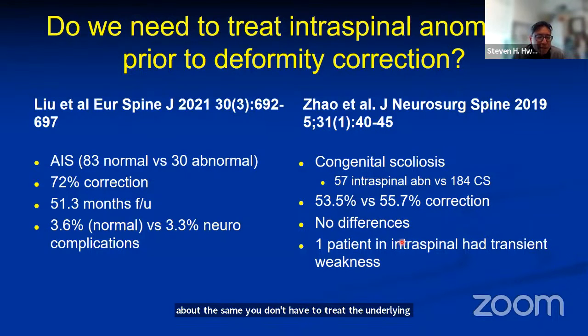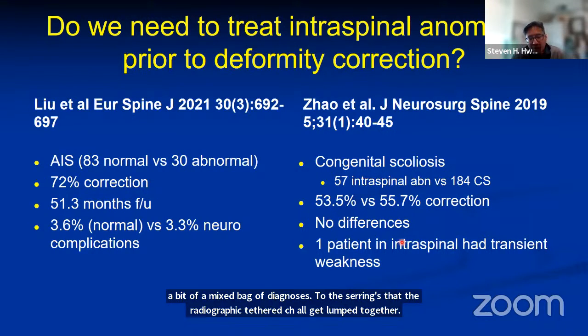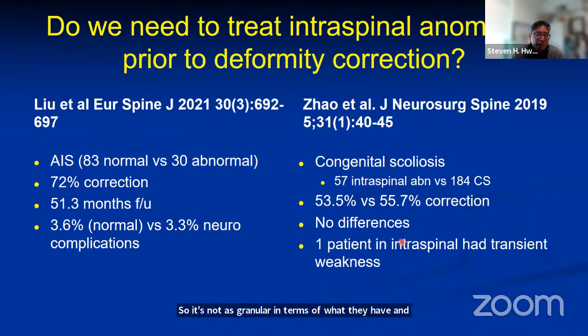Part of the problem with a lot of these articles is it's a heterogeneous, a bit of a mixed bag of diagnoses. So the syrinx, the radiographic tethered cord, the Chiari all get lumped together. So it's not as granular in terms of what they have. And none of these patients were symptomatic. So they didn't have any symptomatic Chiari or tethered cord.